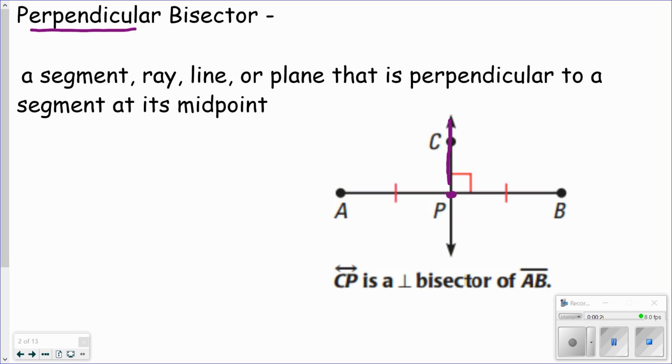So CP cuts segment AB in half, so AP is congruent to PB, and it also makes a 90 degree angle. Perpendicular bisector.